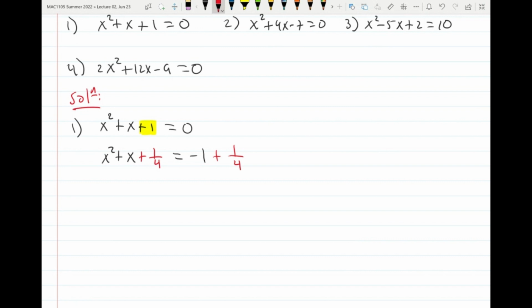So, now what's going to happen? This becomes a perfect square, as we know. So by doing this, the left-hand side is going to look like this, and the right-hand side will be a number. And now this is like the exercise we were doing earlier. Then you take the square root and you finish solving the equation. Okay? So that's completing the square. All right, so let's do it. So what's x squared plus x plus a quarter? How do we factor this? x plus 1/2 squared, and then -1 plus 1/4.